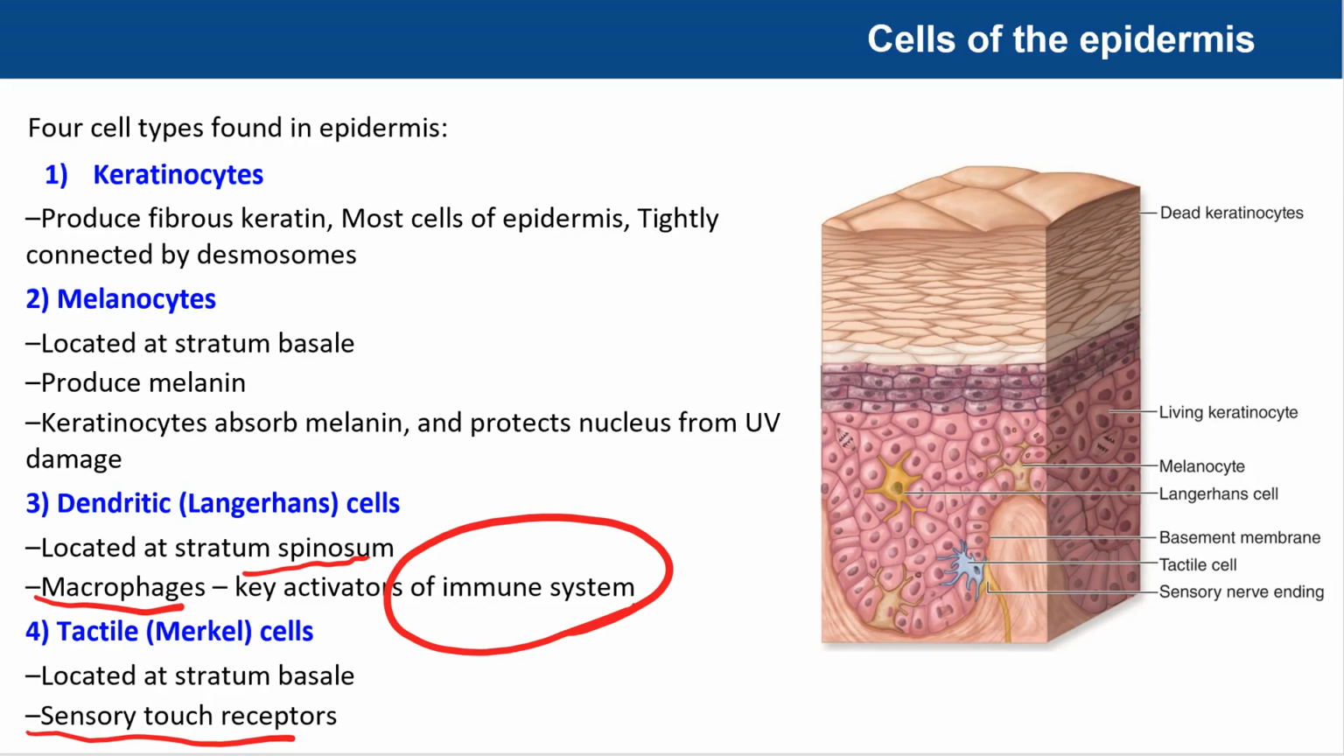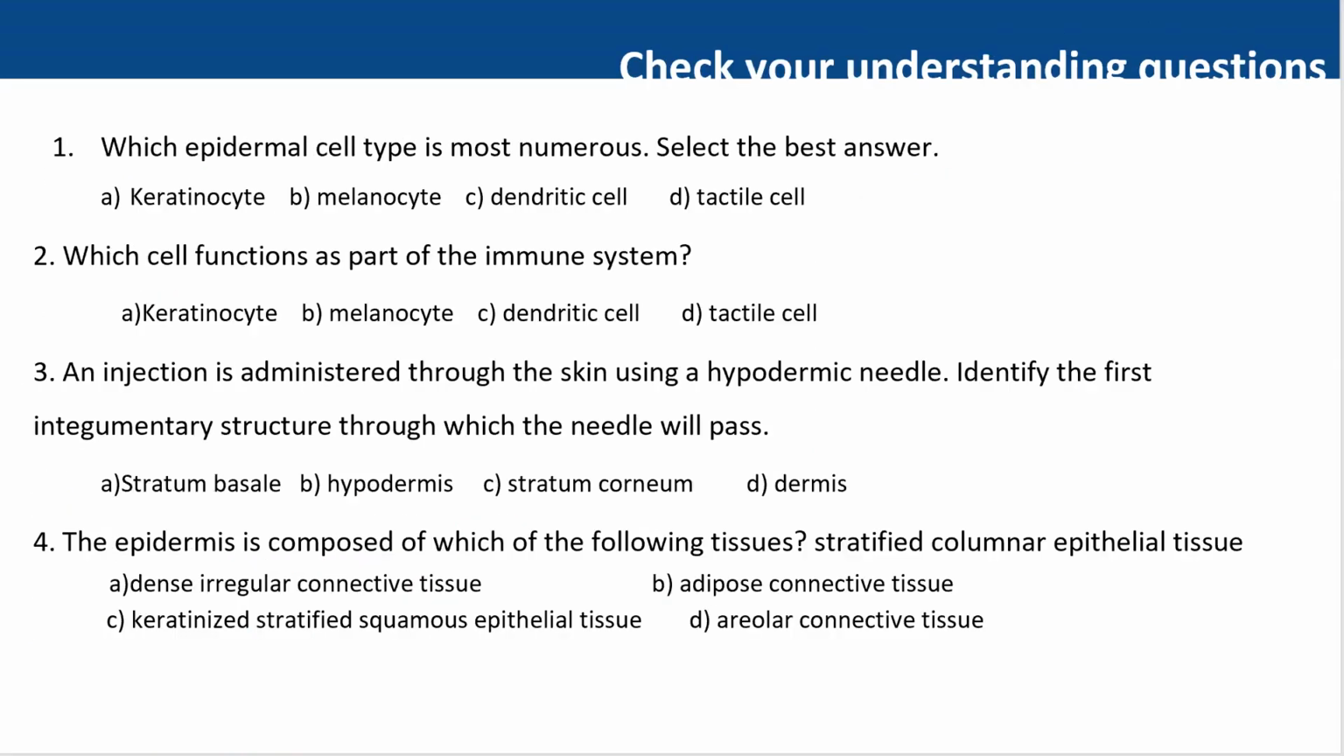So let's review. The keratinocyte produces keratin, the melanocyte produces melanin. Dendritic cells are part of our immune system, or they are the antigen presenting cells. And the tactile cells are part of our nervous system, which are sensitive to touch, or act as sensory touch receptors. Now it's time to check your understanding with some questions.